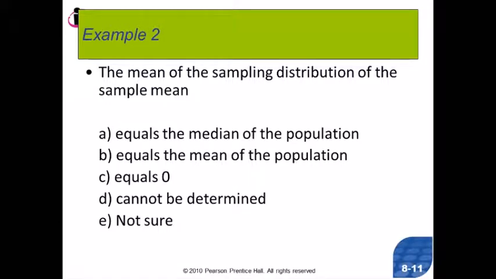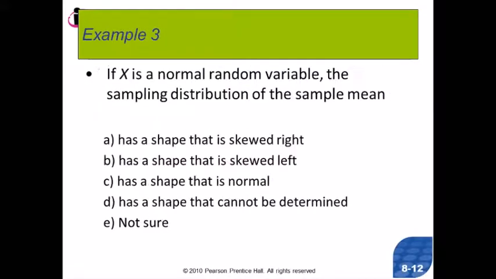The mean of the sampling distribution of the sample mean is letter B, equals the mean of the population. Next example. If x is a normal random variable, the sampling distribution of the sample mean, correct, it's letter C, has a shape that is normal.